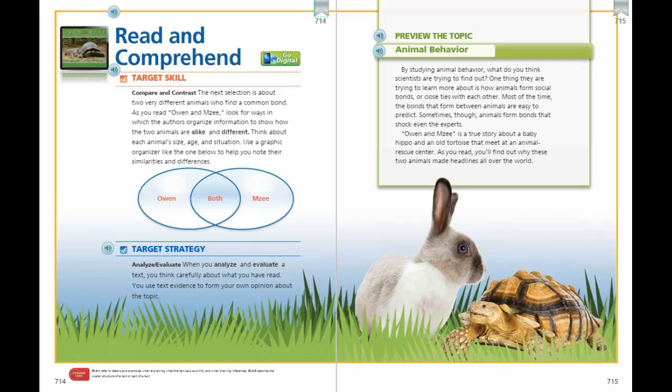Before we dig into your anchor text this week, turn in your student book to page 714. We're going to look at the target skill and strategy and do a little previewing of the topic before we dig in.